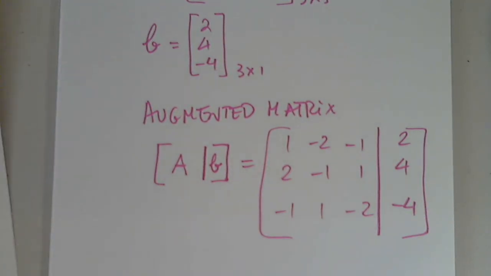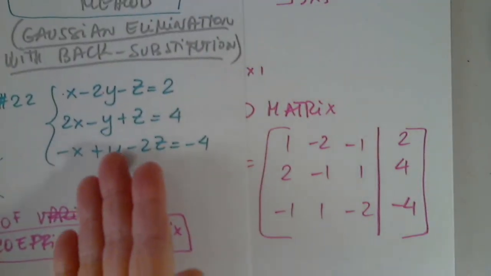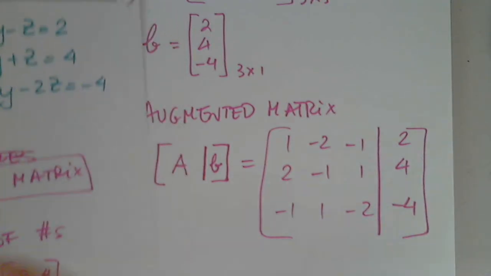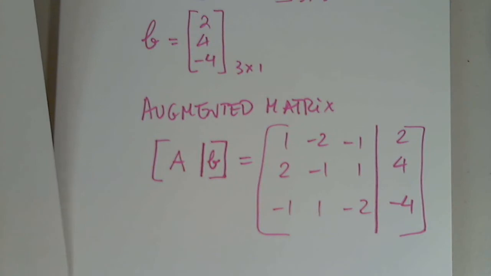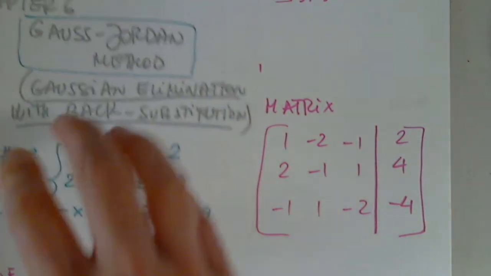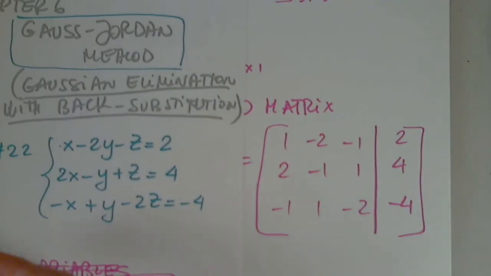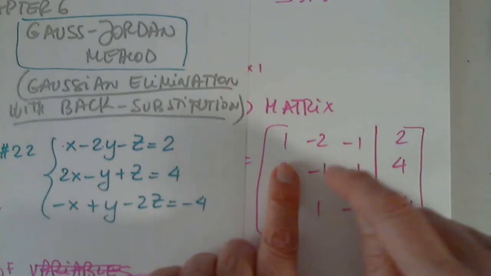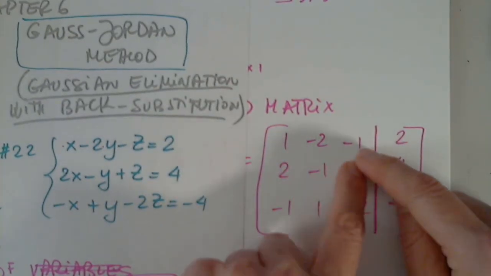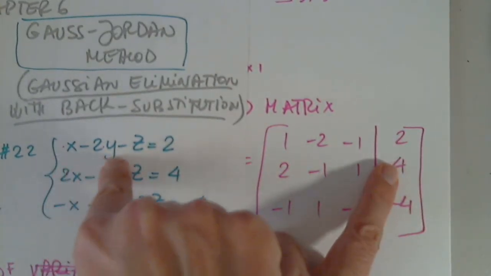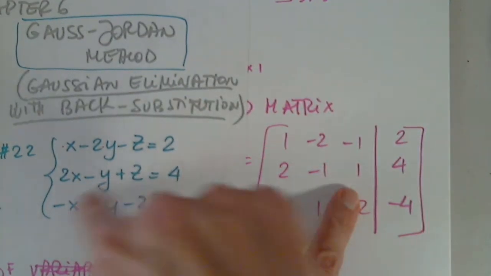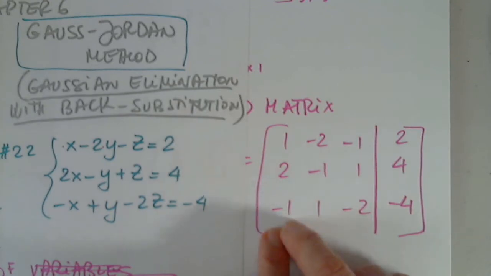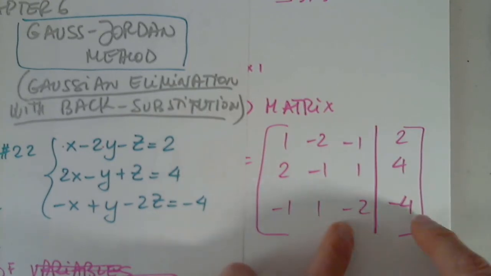So you could say from the beginning, why didn't you just show this and then this? Why did you have to explain all this? Because I needed you to understand where it's coming from. But yes, I could have from here taken this. Can I go back? Of course. Here's how I go back. x minus 2y minus z equals 2. 2x minus y plus z equals 4. Negative x plus y minus 2z equals negative 4.